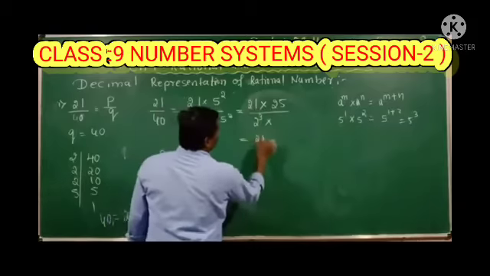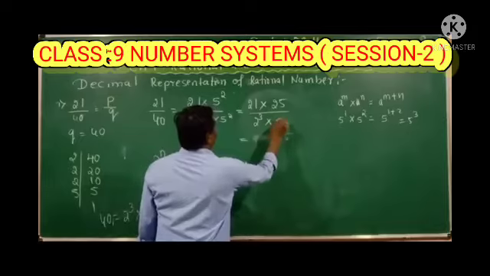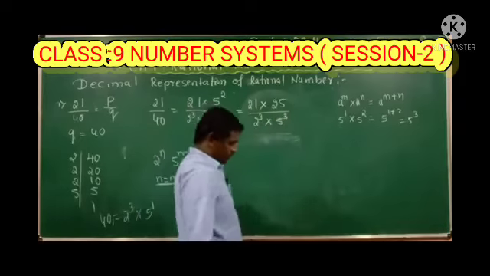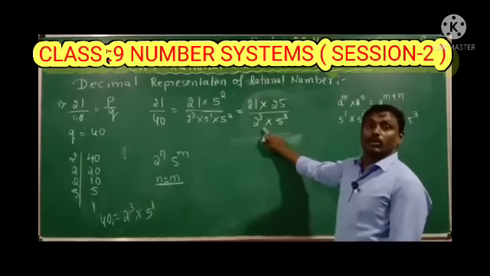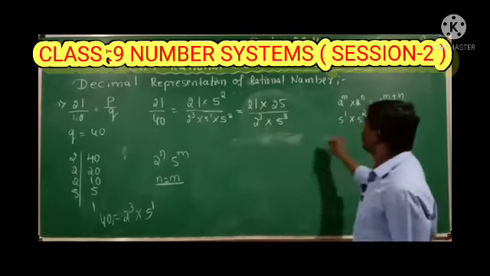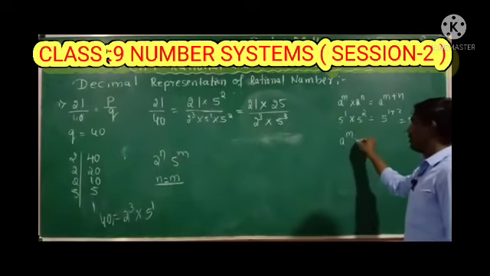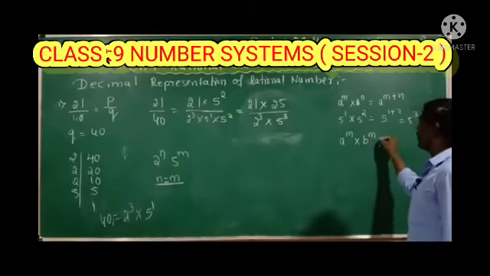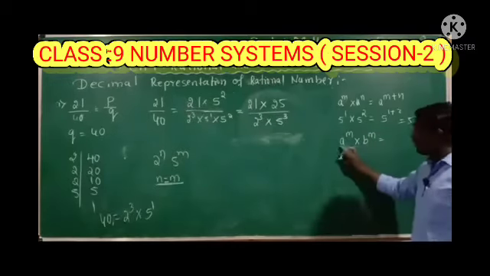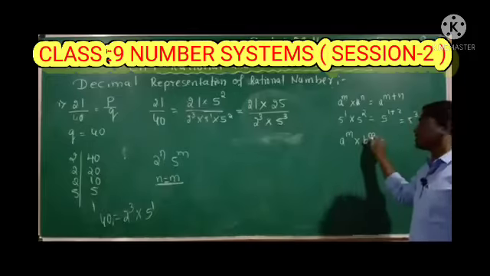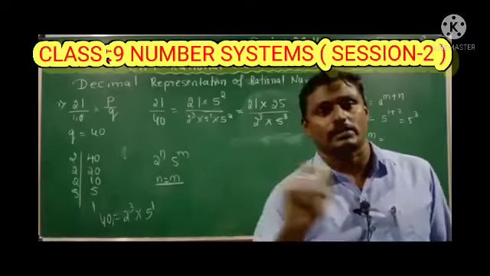So 21 into 25, over 2 raised to 3 and 5 raised to 3. Again we use one more exponential law here, that is a raised to m into b raised to m. Here the bases are different but the powers are the same. When the powers are the same, we multiply the bases only.